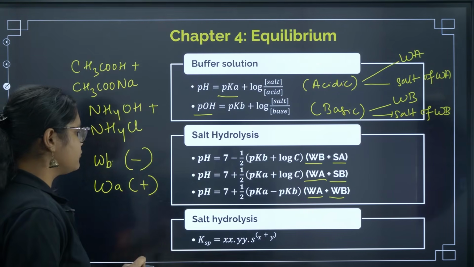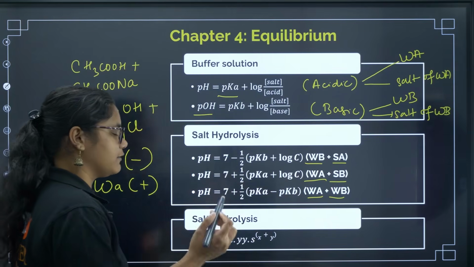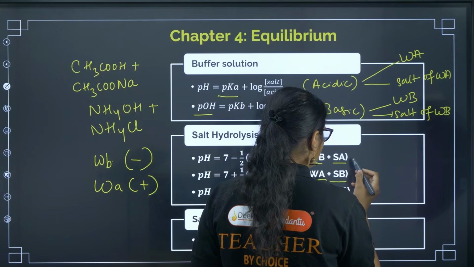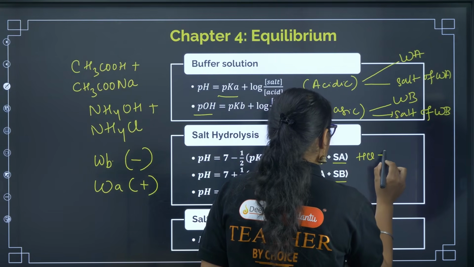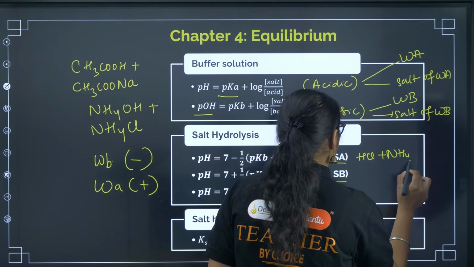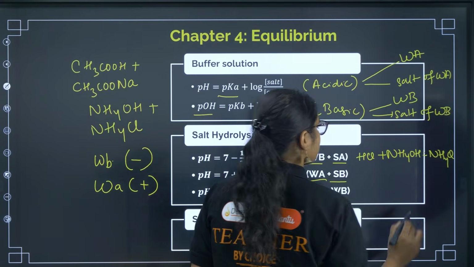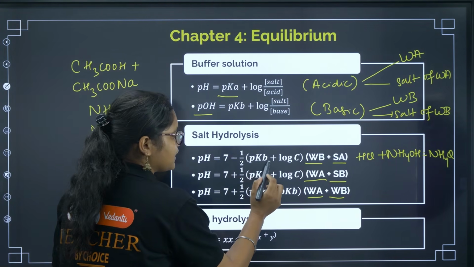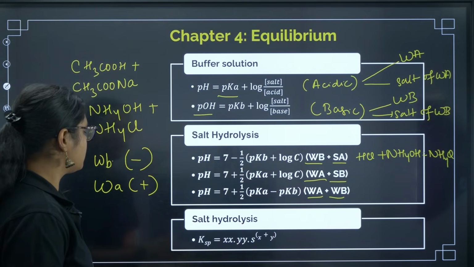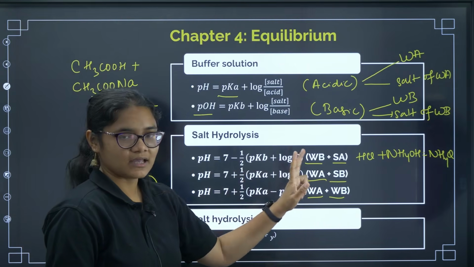Now if you see here, for the pH of a salt of a weak base and strong acid, one example of this type of salt is: the strong acid is HCl, the weak base is NH4OH, right? So this salt will be NH4Cl. The hydrolysis formula for such a salt will be 7 minus half pKb minus half log C. So what I told, if a weak base is there, we should use minus: 7 minus half pKb minus half log C.